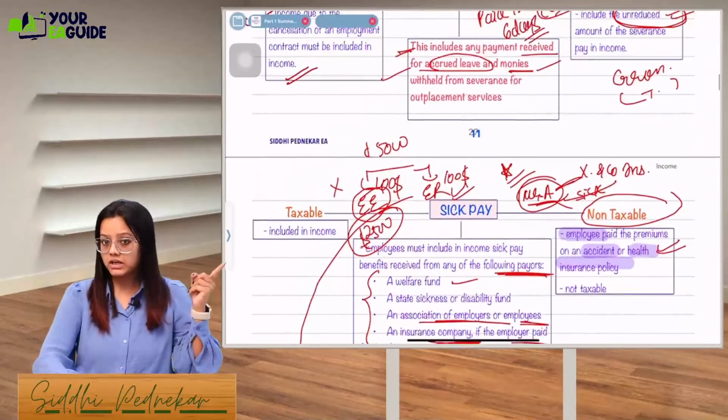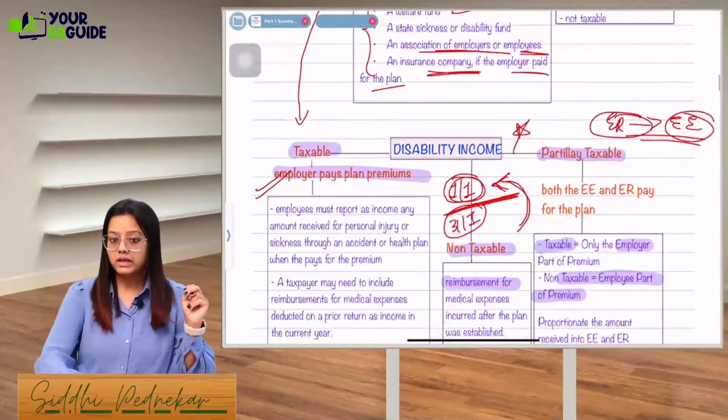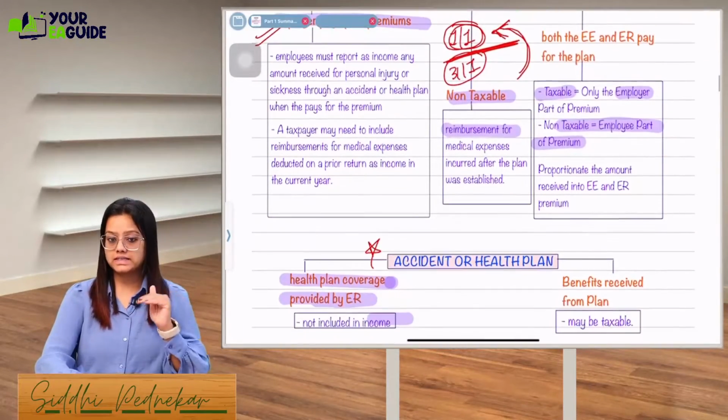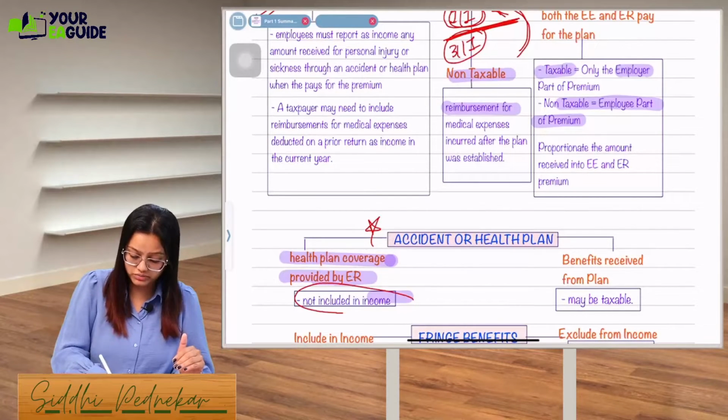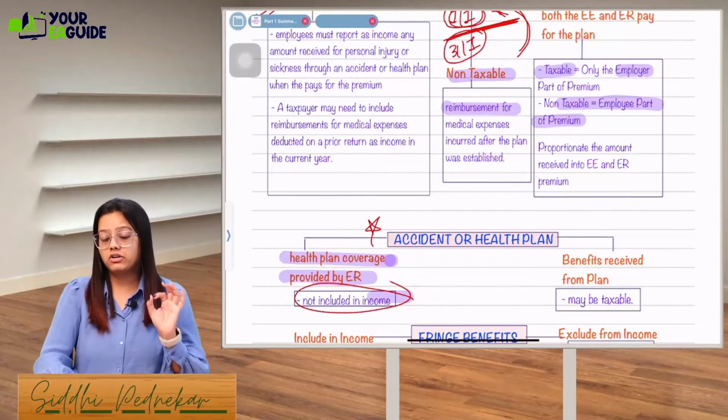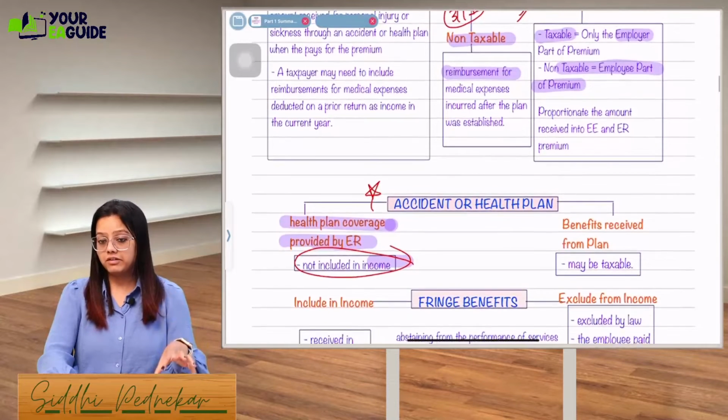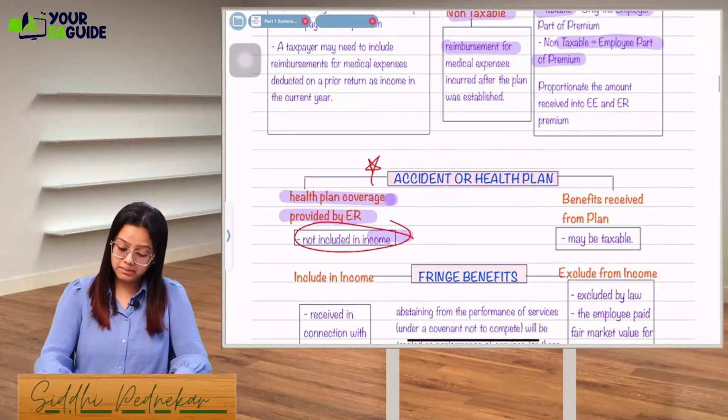Disability income. Here it is sick pay. Here it is health or accident plan. If it is provided by the employer, then also it is not going to be included in the income. Accident or health plan, remember the word. Benefit received from the plan may be taxable.